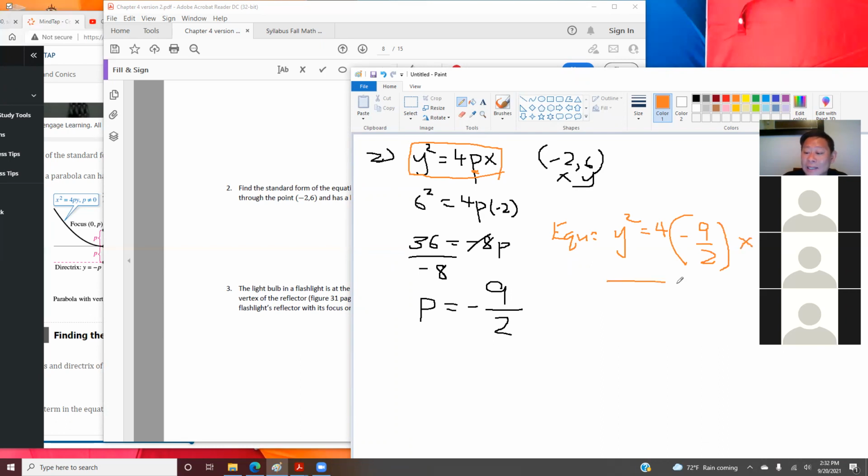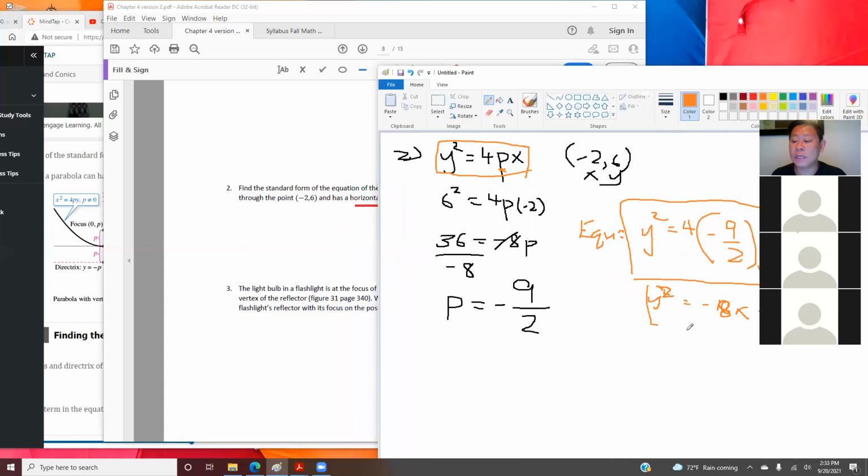And leave your answer like this in your test and your homework. That means you do not need to multiply. You can if you want to, but just leave it like this. If your online homework marks you wrong, then you just multiply it in, and you get y squared equals negative 18x. Not 16, 18x, sorry. I'm not picky in my tests. I will take these two answers, but if your online homework marks you wrong here, just make sure that you multiply this in. So this is your equation, either one of those.